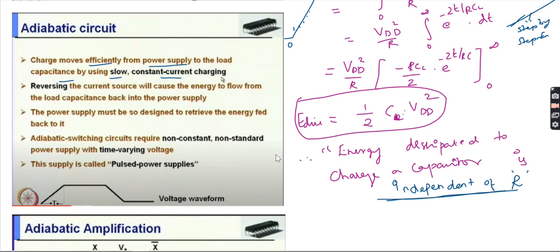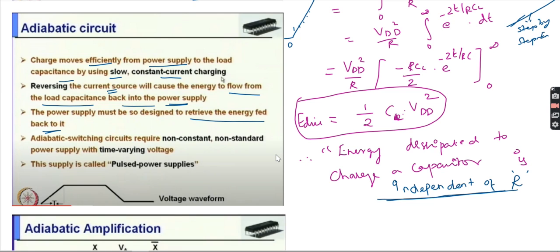Next, reversing the current source will cause the energy to flow from the load capacitance back into the power supply. So the power supply must be designed for that. If you want to do it this way, we have to design a power supply to retrieve the energy fed back to it. Such a type of power supply we need to design.